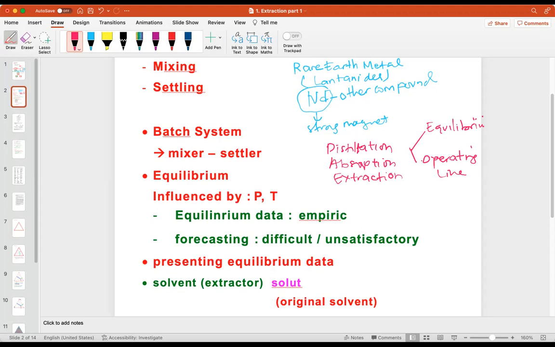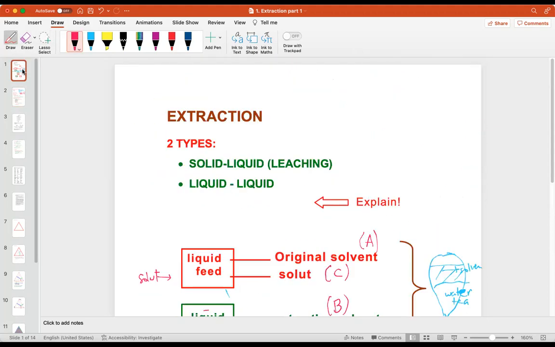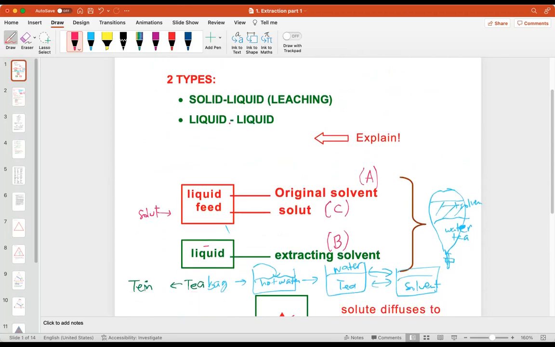Okay, but now the equilibrium is a little bit more complex, because if you look at here, you have A, the original solvent, B, the extraction solvent, and C, the solute. So you have three compounds now, compared to the two compounds in distillation. Now you have three compounds for extraction.